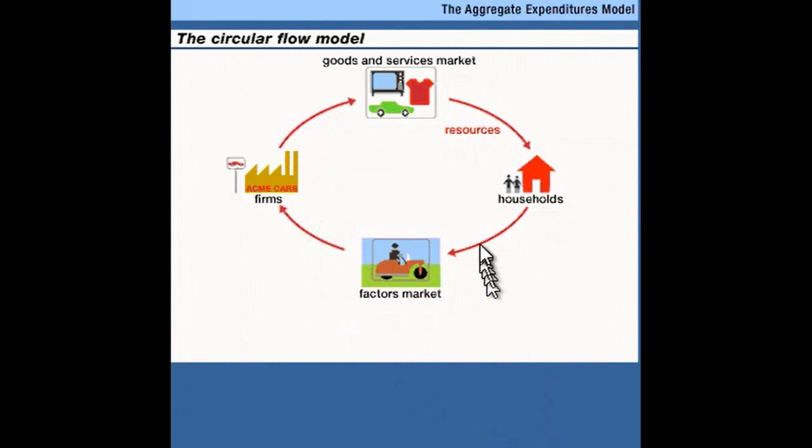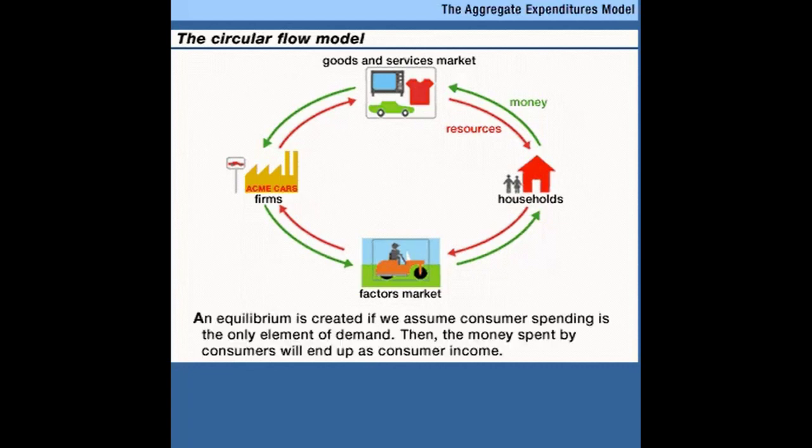So what we have here is consumer spending on goods and services that winds up in the firms who use this money to pay for the resources that created the goods and services. A nice, tight, balanced circular flow. If consumer spending is the only element of demand, then it must be true that in equilibrium, what consumers are spending, that is what they are paying for goods and services, winds up exactly right back in their hands as income, that is, as wages, interest payments, rent, and profits from business. So there's a balance here.